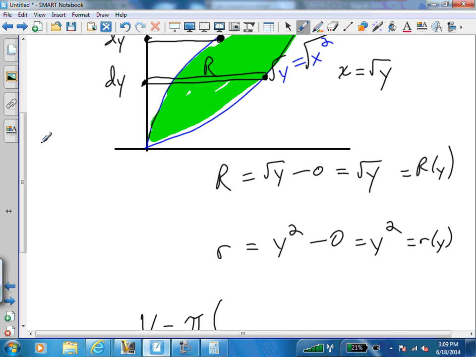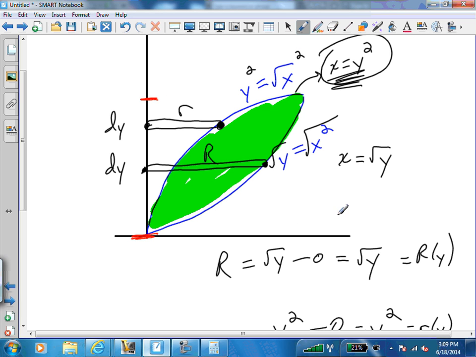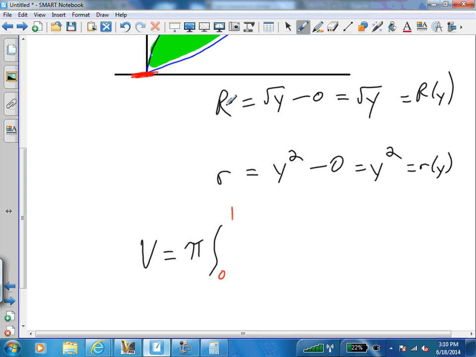So the key on all these is coming up with our R's. Always remember that our radius goes from our axis out to our edge. Or sometimes we'll say that our radius is perpendicular to the axis. If our axis is this way, our radius is that way.